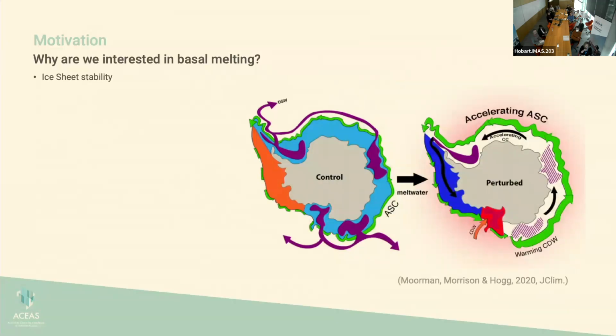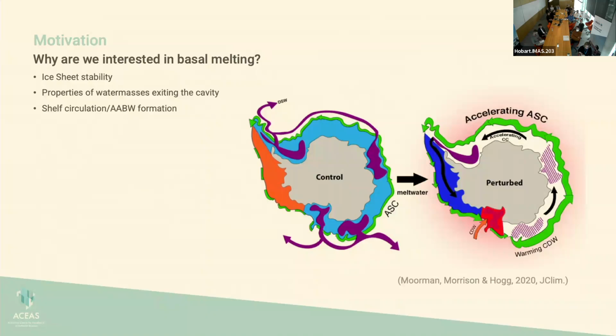The other reason that we're interested in basal melting is because it determines the properties of the water masses that exit these ice shelf cavities, and that has sort of flow-on effects for shelf circulation and also the formation of important water masses. So this figure is from Ruth Morgan's paper, and it's a perturbation experiment. So what they did was increase the amount of basal meltwater coming from the ice shelves, and showed how that changed circulation on the continental shelf, and that it also altered the formation of Antarctic bottom water, which is a really important component of the global circulation.